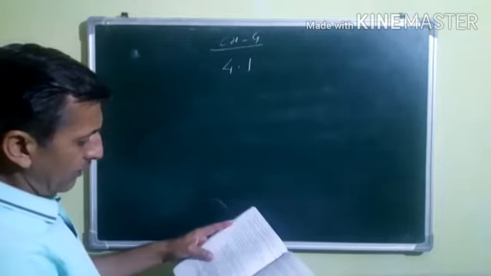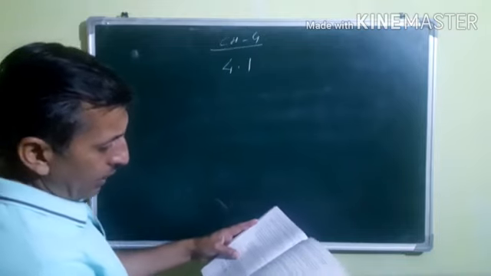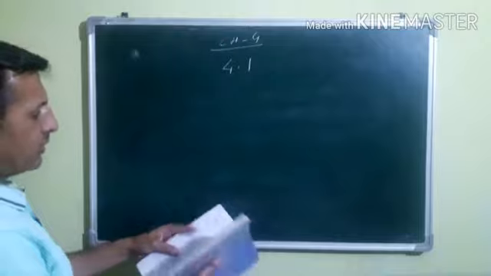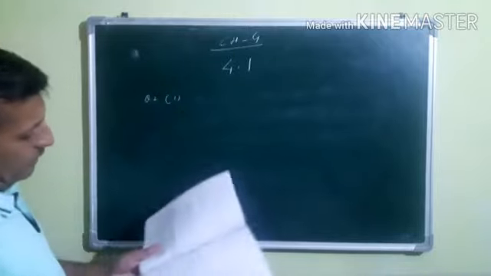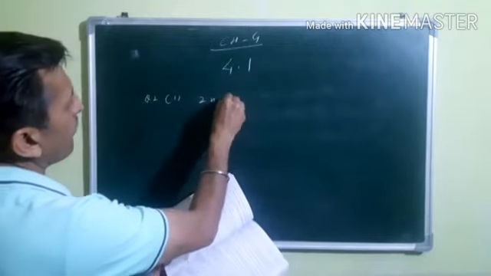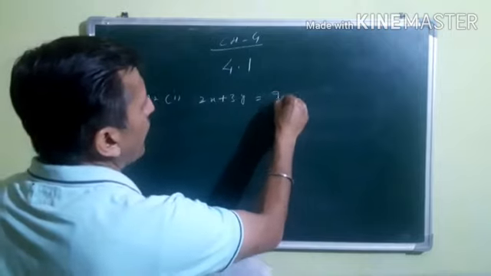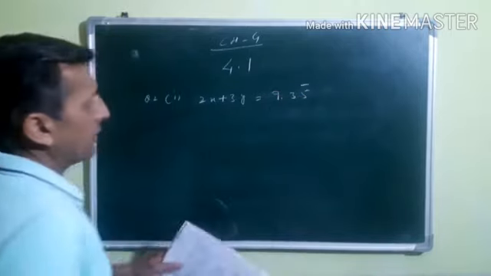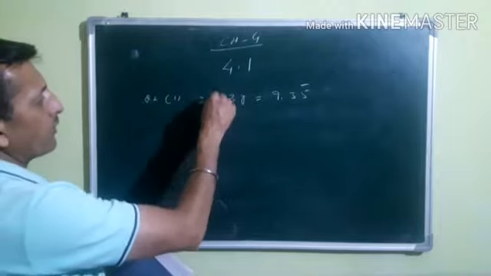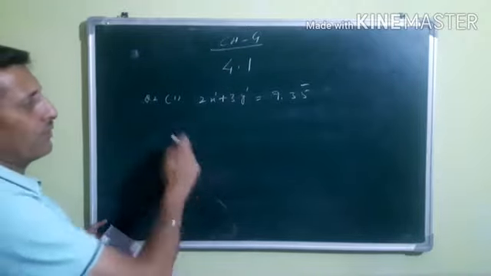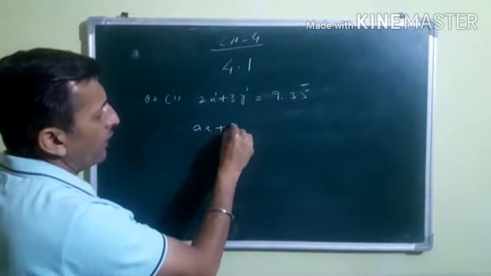Now I am going to start with question number 2. He said, express the following linear equations in the form ax plus by plus c is equal to 0, and indicate the values of a, b, c. The first part is 2x plus 3y is equal to 9.35 bar. Once again it is a linear equation, because the power of x is 1 and the power of y is 1.